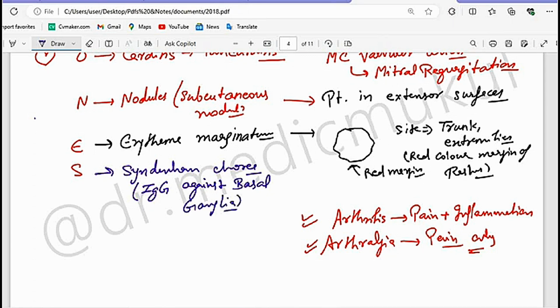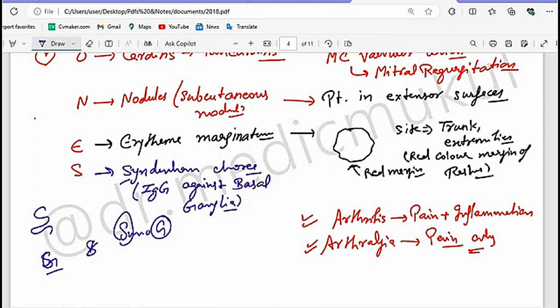Which antibody? If we turn the S into a G, will it make any difference? Like this is the S, so in S we can make the G. So S looks like the G. So that is IgG against which ganglia? Basal ganglia. Or you can remember S for Suno G. S for Sydenham chorea and Suno G. Okay, Suno G. That G means IgG antibody.